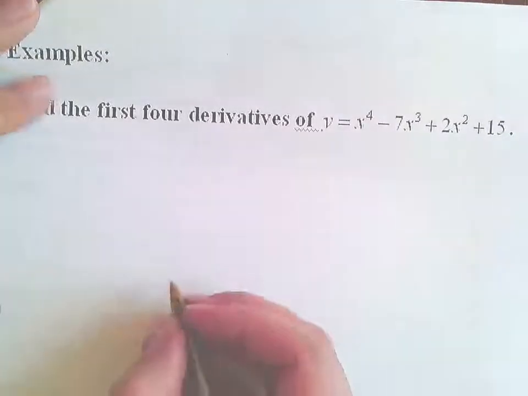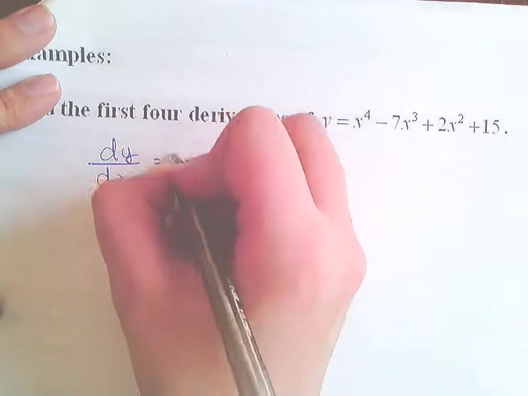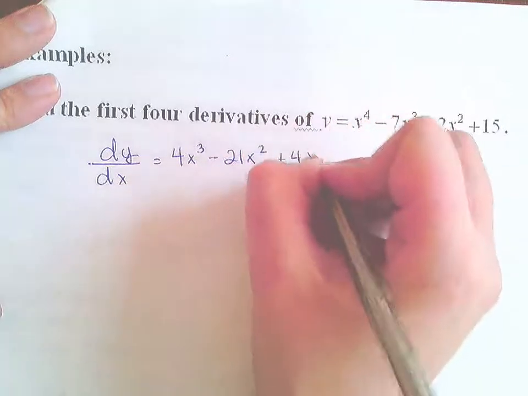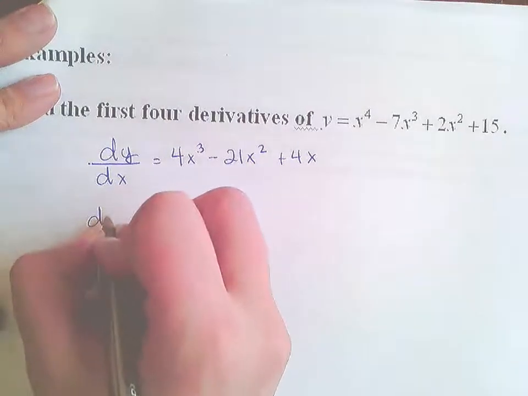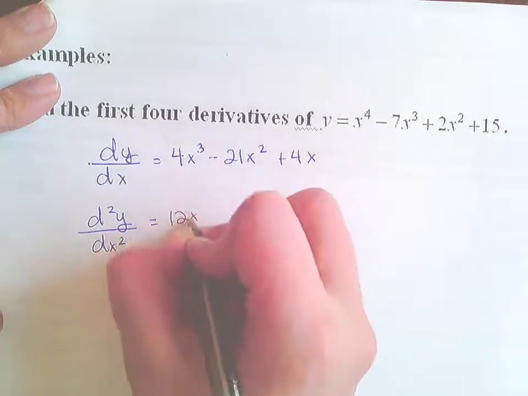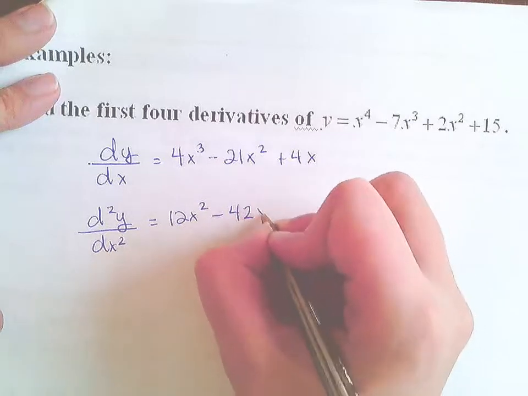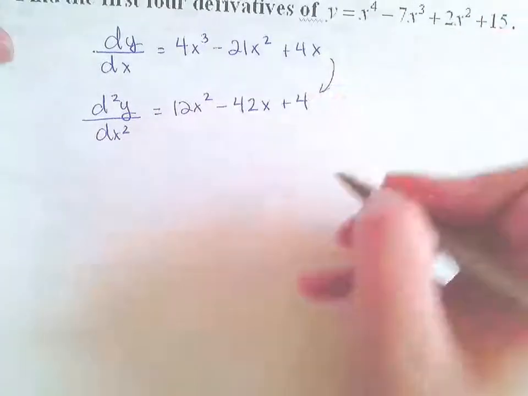All right, which brings us to the last example. Pretty easy. Find the first four derivatives of this function. So the first derivative, dy dx, is 4x cubed minus 21x squared plus 4x plus 0, right? The second derivative, d squared y over dx squared, is 12x squared minus 42x plus 4. So you see, I'm just finding the derivative of the derivative.